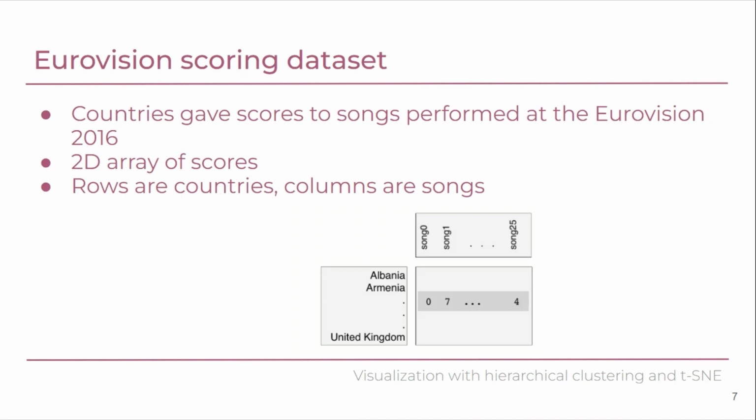Let's consider a new type of dataset, describing how countries scored performances at the Eurovision 2016 Song Contest. The data is arranged in a rectangular array, where the rows of the array show how many points a country gave to each song. The samples in this case are the countries.